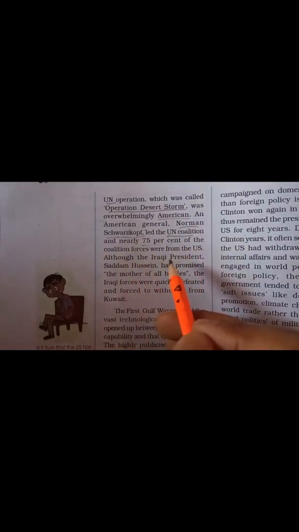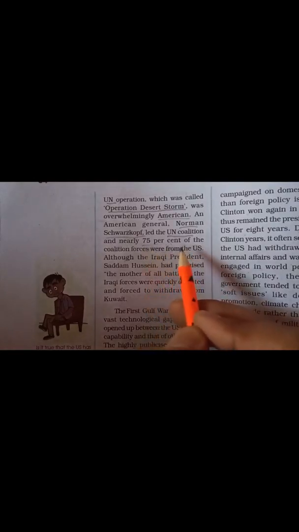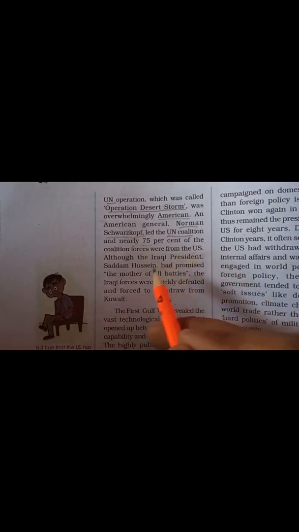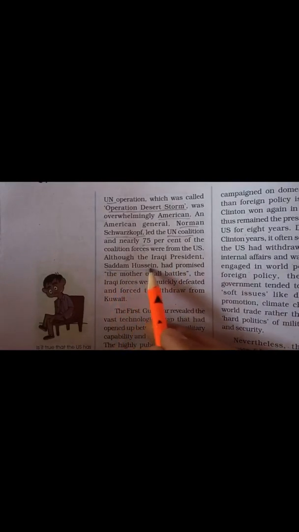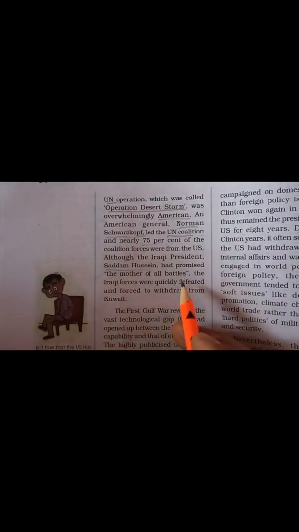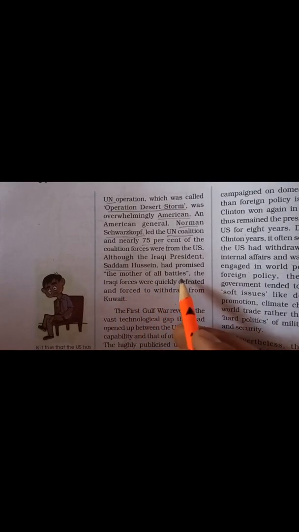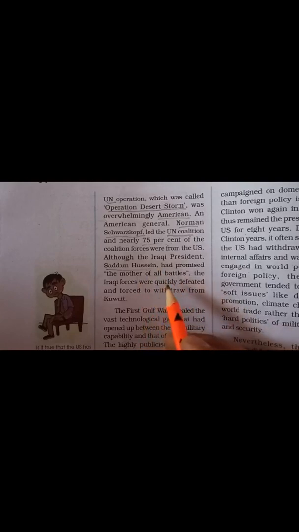As we are saying, there were 660,000 troops. Out of those 660,000 troops, 75% were from the US Army. Although the Iraqi president Saddam Hussein had promised the mother of all battles, the Iraqi forces were quickly defeated. As I told you, he was the president of Iraq at that time, and he had promised that this war is going to be the mother of all battles. It means they would be very strong against this coalition, but they were easily and quickly defeated by the forces led by the UN operation, and basically it was led by America, as around 75% of the troops were American.